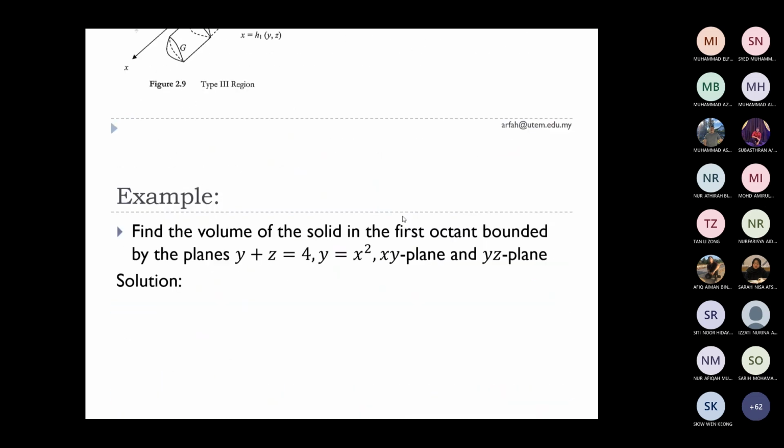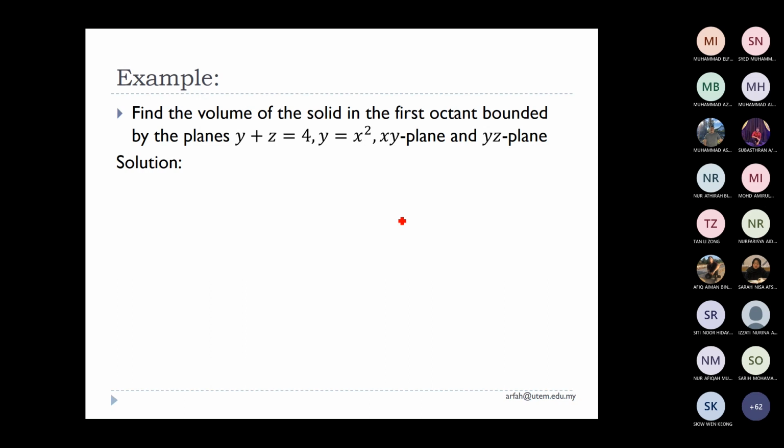Okay, so let's take a look at this example. Find the volume of the solid in the first octant bounded by the planes y plus z equal to 4, y equal to x squared, xy plane and xz plane.